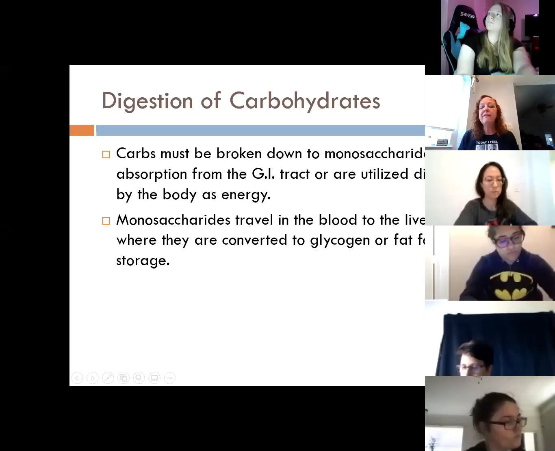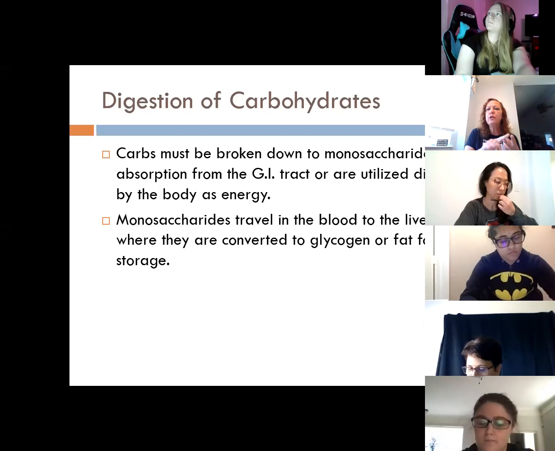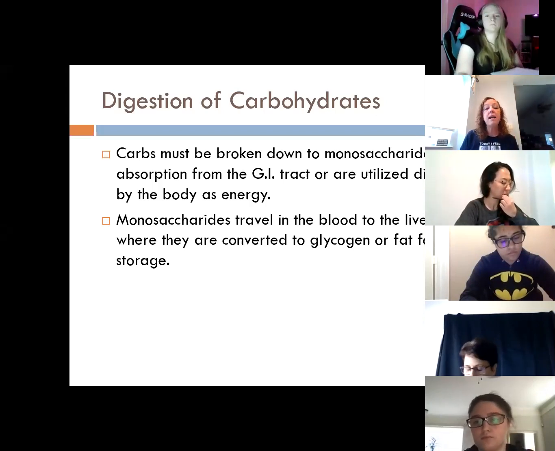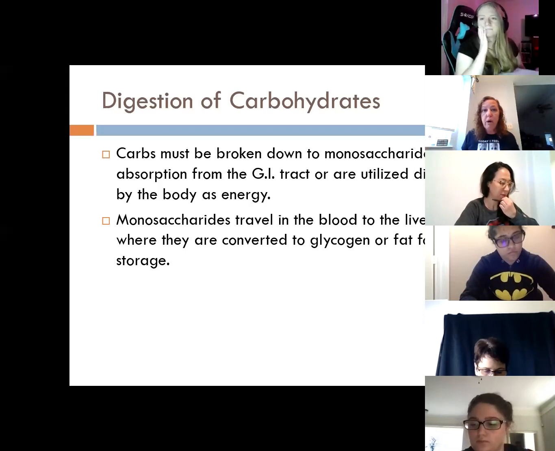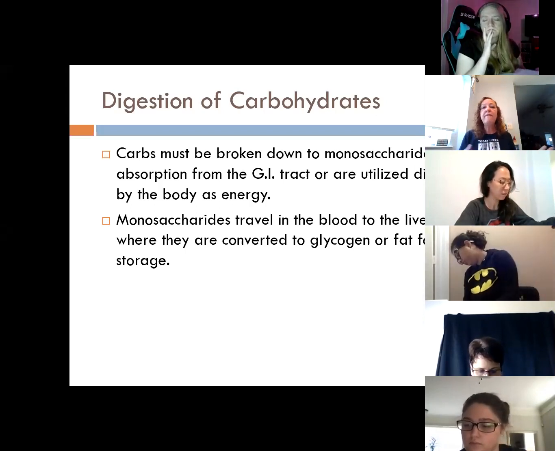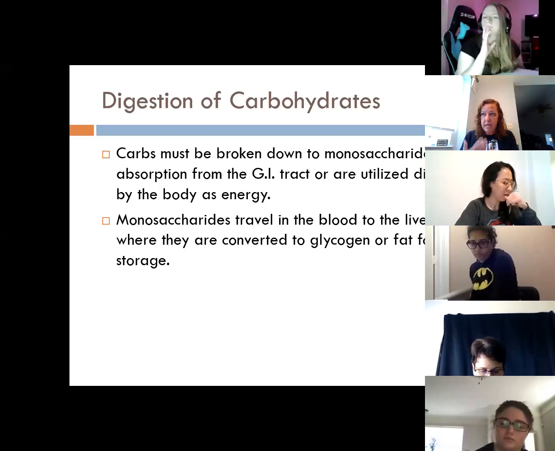I think the analogy of Legos is very apt. You have Legos called monosaccharides. Monosaccharides, they come in different colors, shapes, and sizes. And depending on the color, shape, and size determines how your body is able to use it. All of the Legos have to be converted into glucose. Everyone got to get paid.